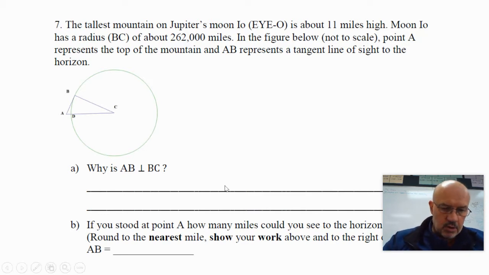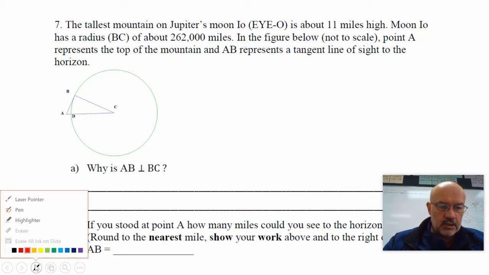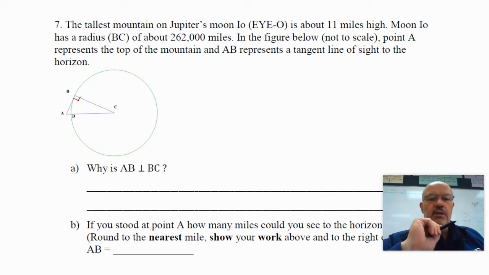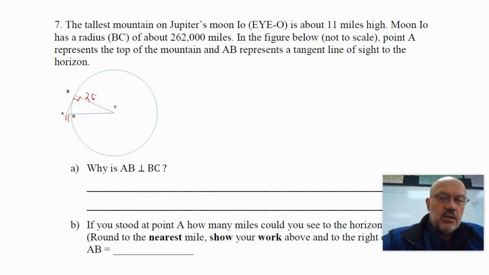So here's one thing we should know. When they say that tangent line is there, we have a right angle there. That means that's a right triangle, triangle ABC. This little section is 11, and the radius is 262,000 miles. This is also a radius here from C to D, so they'd be the same length, 262,000 miles.